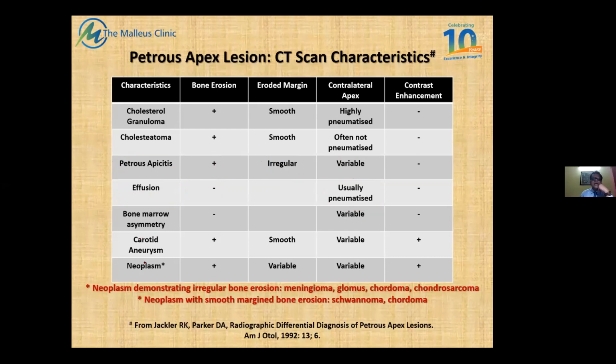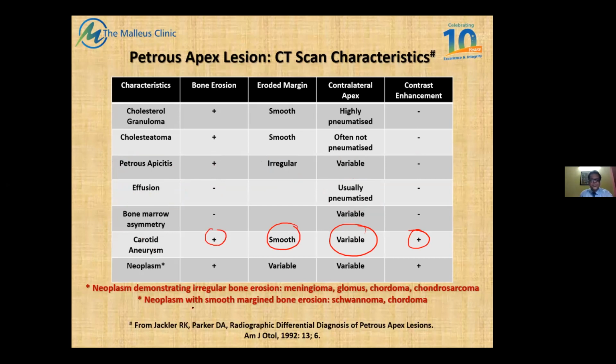What happens when there is carotid aneurysm? We've seen that beautiful picture. There is bone erosion. It's smooth, but the contralateral apex can be variable, and there is definite contrast enhancement. There is definite contrast enhancement in a carotid aneurysm.